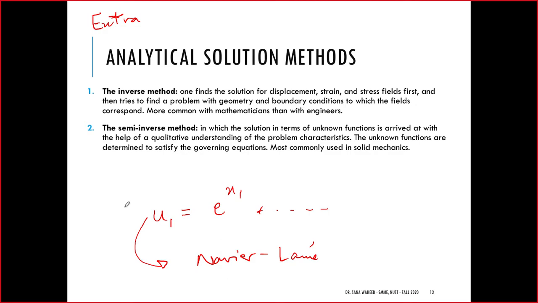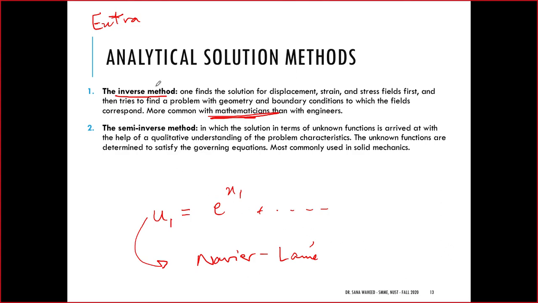It's like someone trying to make a new chemical by changing one thing at a time, increasing one number, then another number, and so on, and just trying. So that's a different way of discovery, so to speak, right? So this is the inverse method, and it is more common with mathematicians than with engineers, because they're not really interested in what the physical problem is. They're just interested in the maths of it, and then later they figure out what it could physically be.